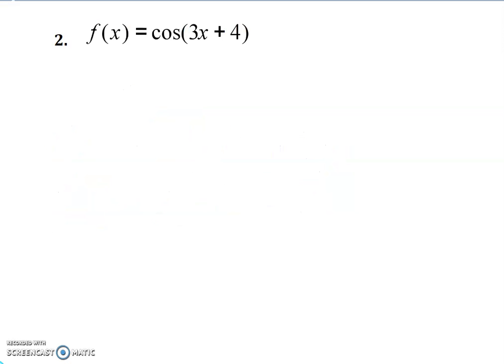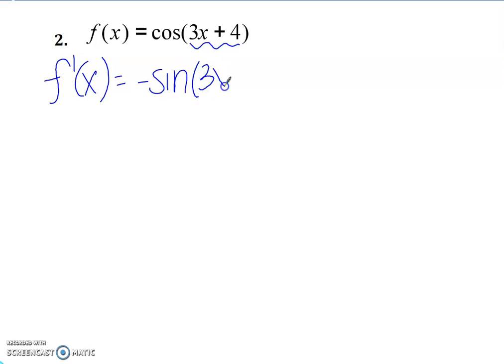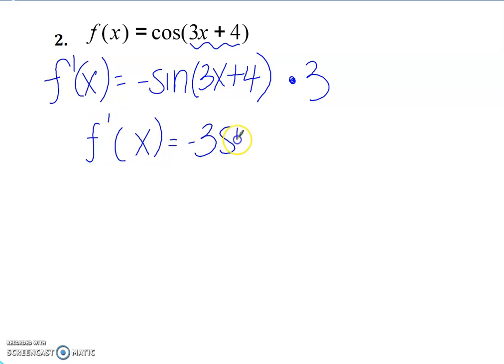Moving on to example 2. Here's another example. We have the trig function with another function inside. So I'm first going to do the derivative of cosine, which is negative sine. I'm going to leave what is inside the trig function as is. Then I am going to multiply it by the derivative of 3x plus 4. Well, the derivative of that is just 3. Moving that 3 to the front, it becomes negative 3 sine of 3x plus 4.